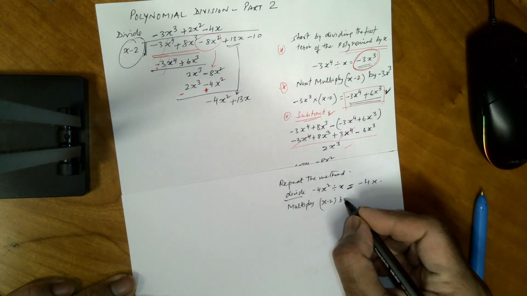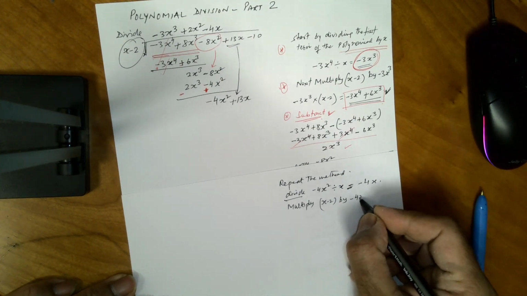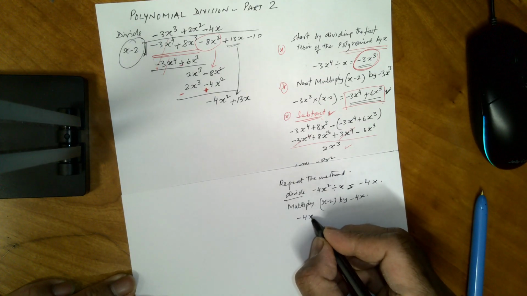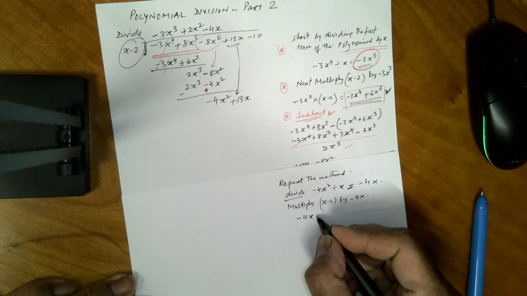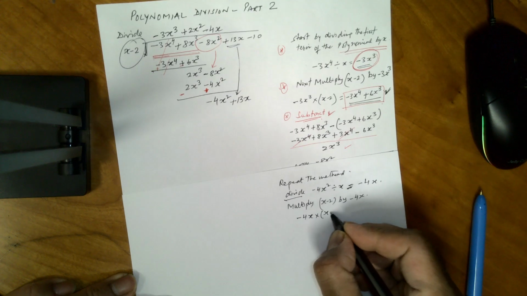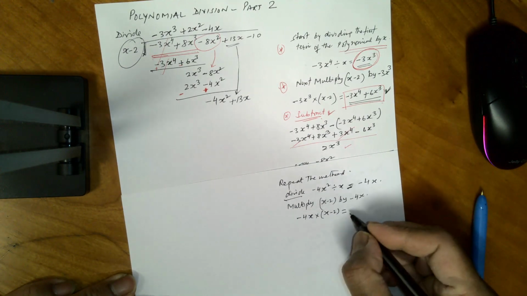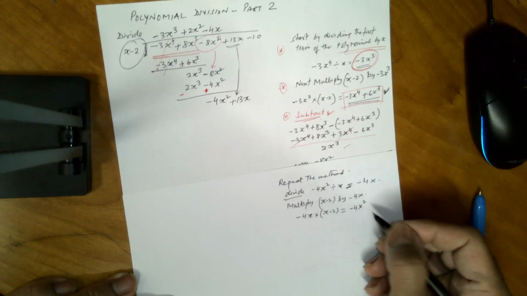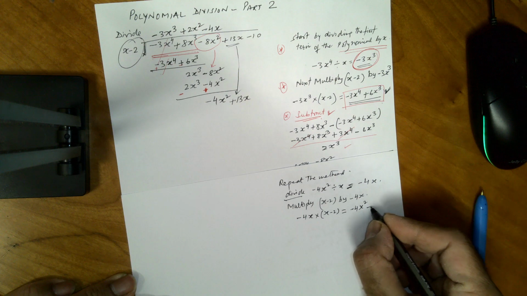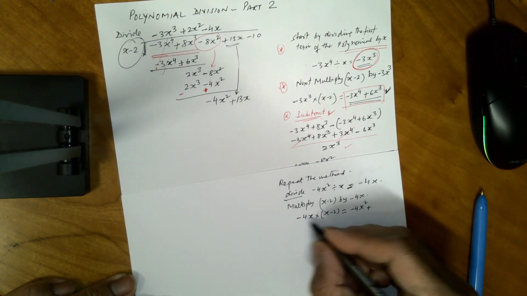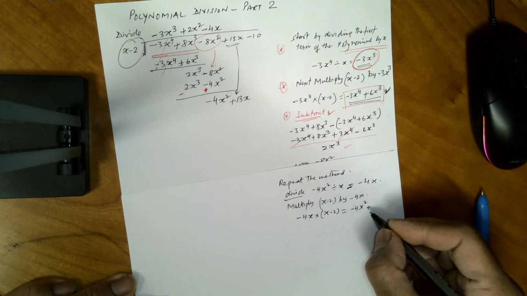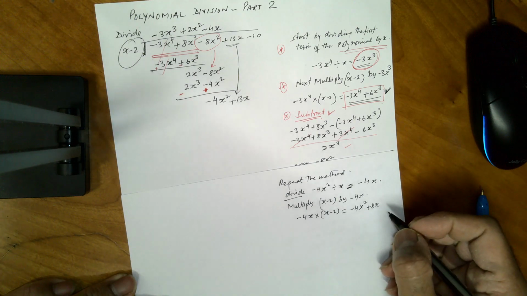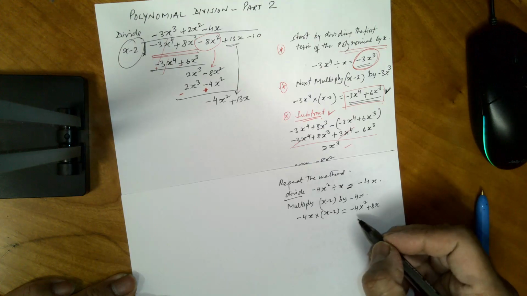by minus 4x. So you got minus 4x multiply x minus 2. That will give you minus 4x squared plus, the sign change is here because it's minus and minus, 8x. Okay, so this is what you got.